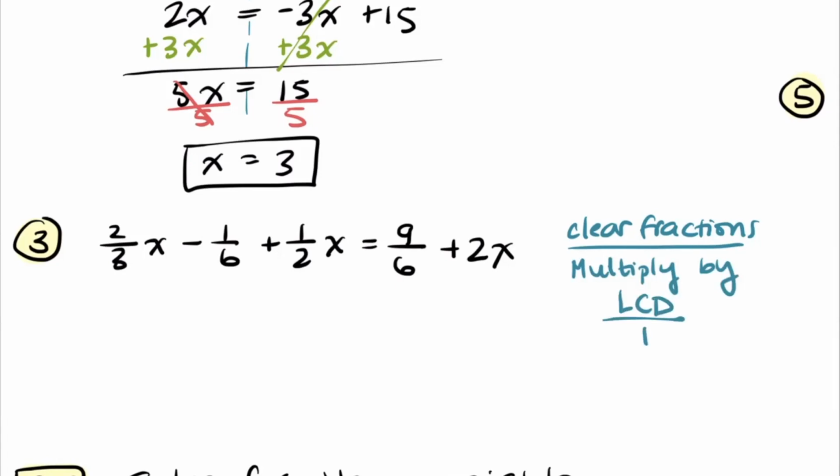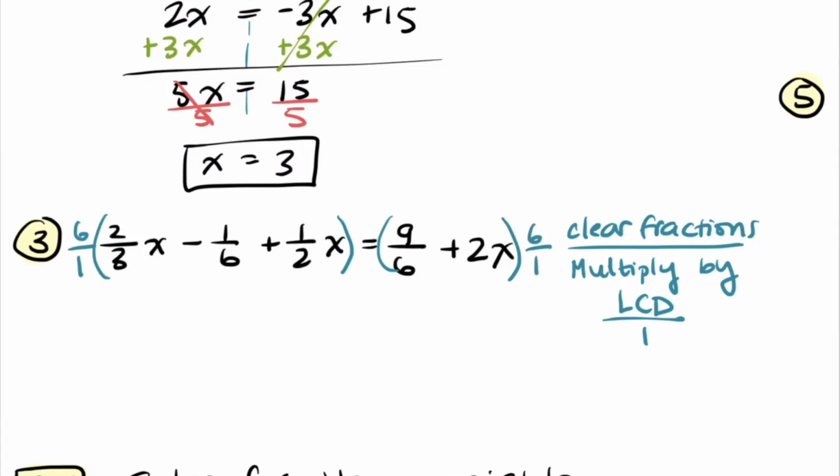So I'm going to multiply by the LCD, least common denominator, over 1. In this case, the least common denominator that you would get if you were to combine 3, 6, and 2 together is 6, right? It's the smallest number that they all can multiply into. So I'm going to multiply on the left side by 6, which is the LCD, over 1. And I'm going to multiply on the right side by 6 over 1.